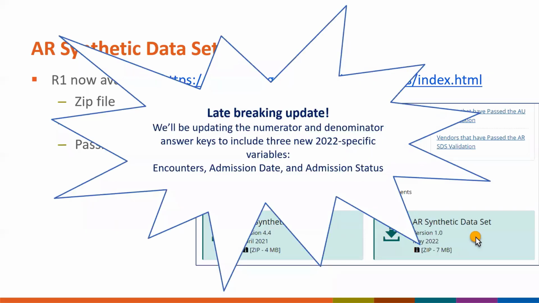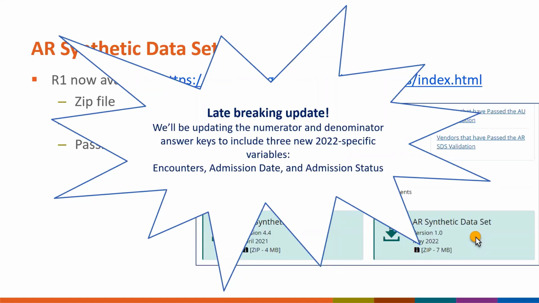However, I wanted to share a late-breaking update for those that are already working on AR SDS validation. We will be updating the instructions document and the answer key templates to include 3 new variables that are specific to 2022 AR data. The encounters variable will be added to the denominator answer key specifically for the eligible outpatient location types in the AR synthetic data. We're also adding the admission date and admission status variables to the numerator answer key.